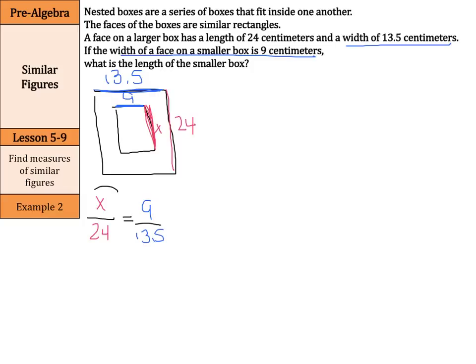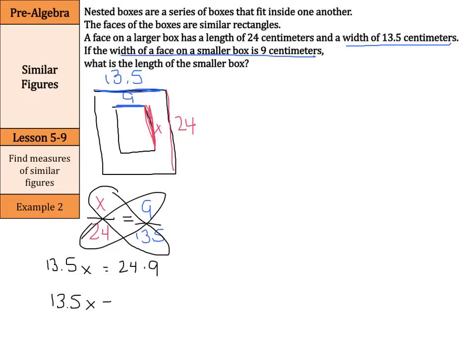If we cross multiply and solve this, we get 13.5x equals 24 times 9. And 13.5x will equal 216. And when you divide by the 13.5 on both sides, 216 divided by 13.5 is 16. So x equals 16 centimeters. And that's certainly one way that you can solve the problem.